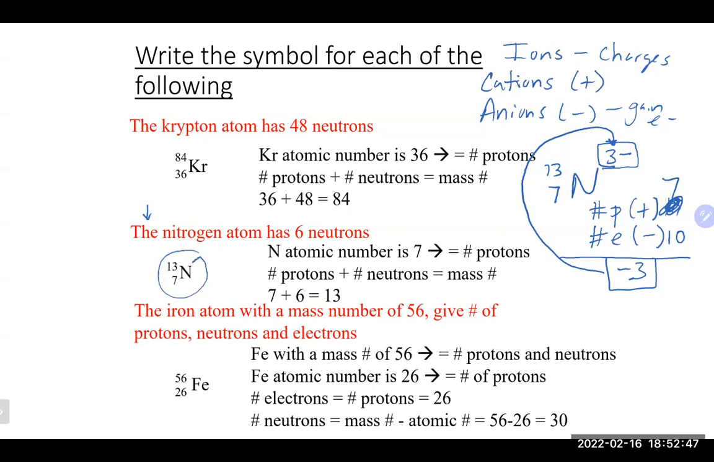7. This guy has a -3 charge. 7 and 3 is 10. It has 10 electrons. So it gained 3 electrons, for a grand total of 10. Any questions on that there?